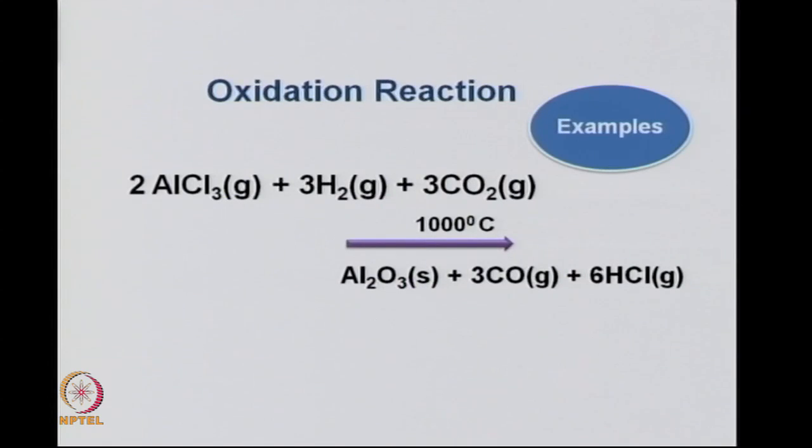This is the third example, where you are doing an oxidation reaction to prepare a film using the CVD technique, and the example here is aluminum trichloride. You are using hydrogen and carbon dioxide to oxidize aluminum chloride to aluminum oxide, and carbon monoxide and HCl gas are formed. These two are gases, and aluminum oxide is the only solid material, so it will deposit on the substrate and give you the film. So, you are using oxidation conditions to make aluminum oxide or alumina films from aluminum chloride, and this is again a typical chemical vapor deposition process.